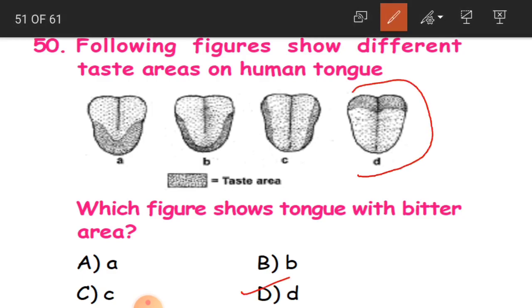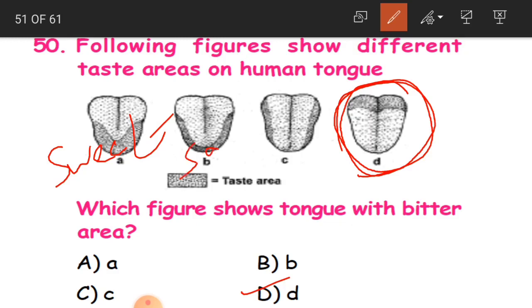So this one is the answer, where when you taste something bitter, your tongue will look like this. Whereas this is for sweet. A is for sweet, B is for salty taste, and C is for sour taste.